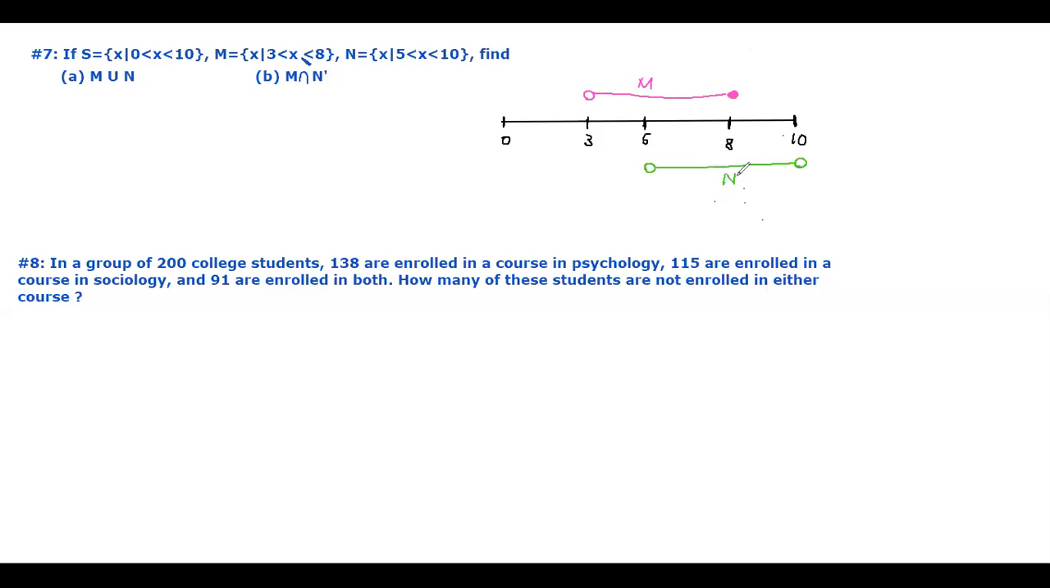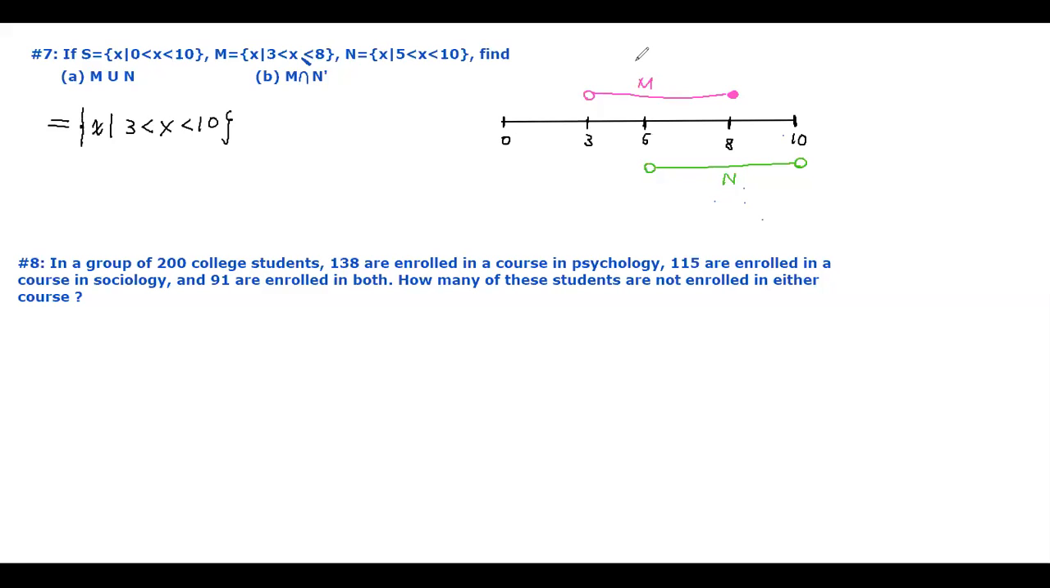Okay, so now let's find M union N. M union N means you combine the area of the purple and the green. So how do I write it? This is equal to X. What is the value of X? X starts from 3, so it's X greater than 3, and all the way to 10. Got it? Okay. Now the next one is M intersect N primes, right?